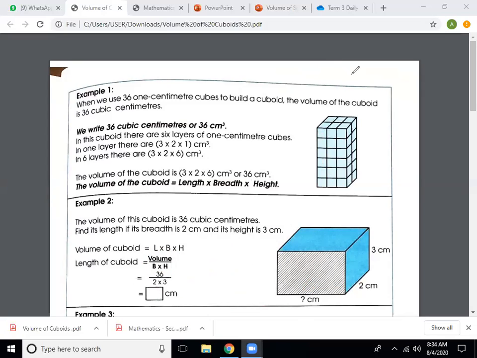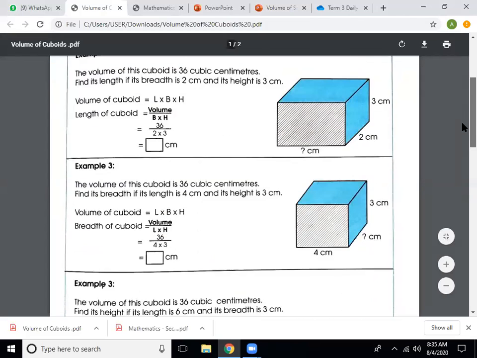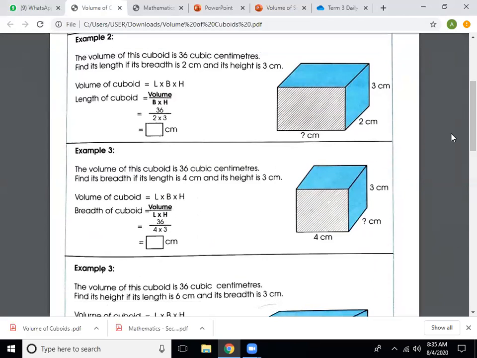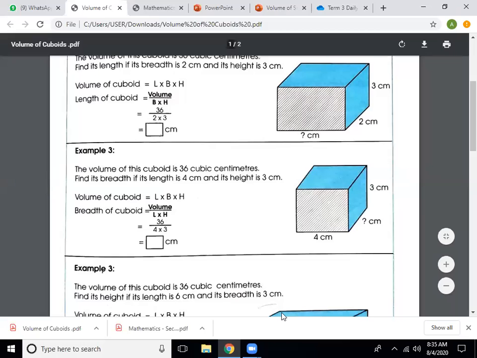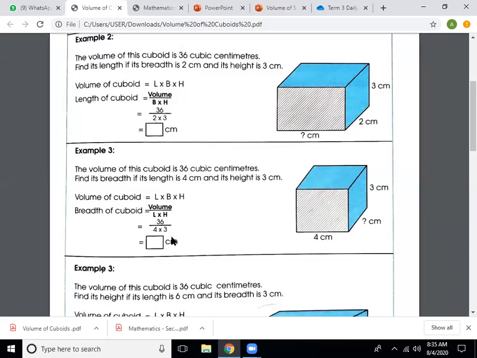If I go down, I'll see a different example. Same concept. They're using back the same 36. So how do I find out breadth? You will notice that the formula always is the same. Volume is length by breadth by height.